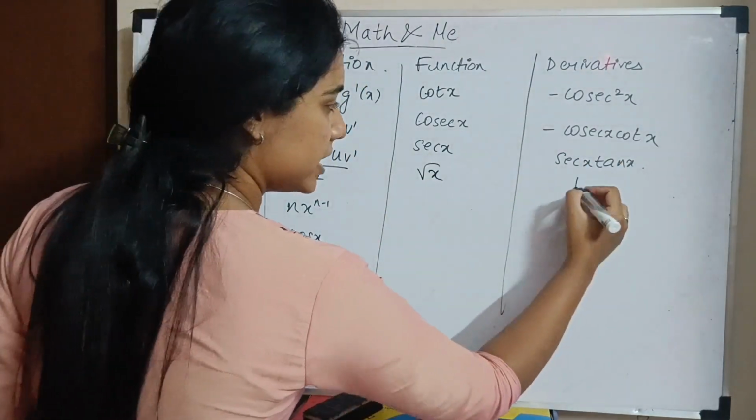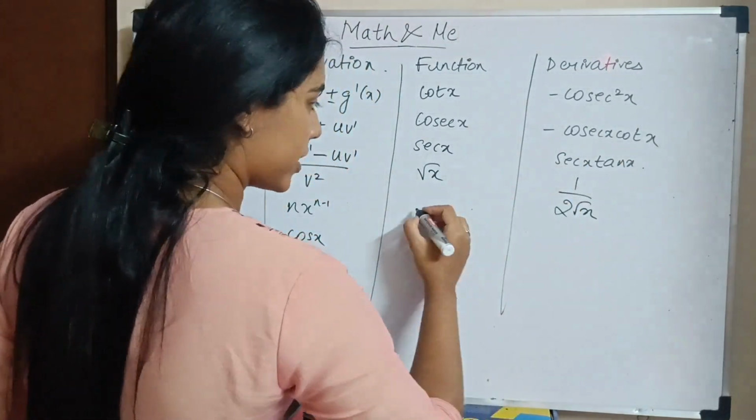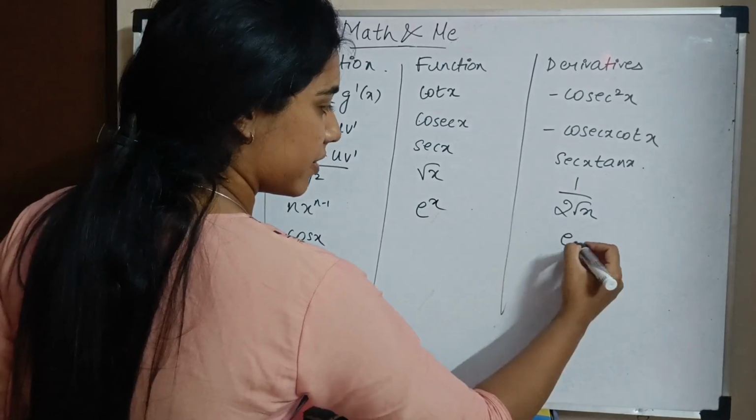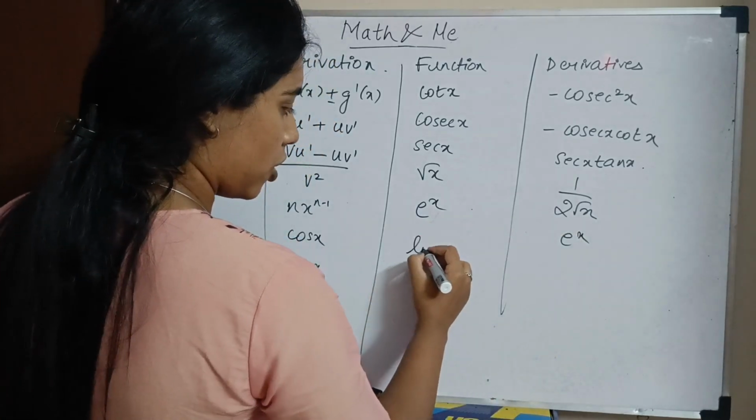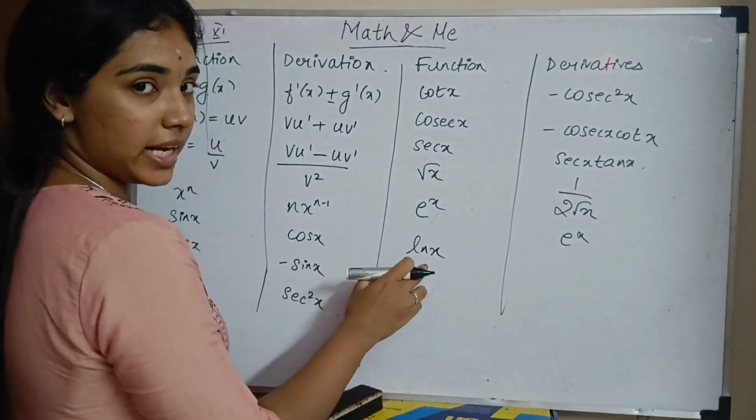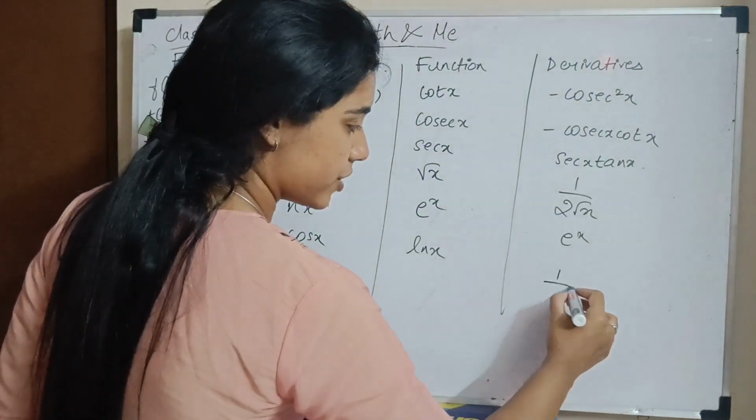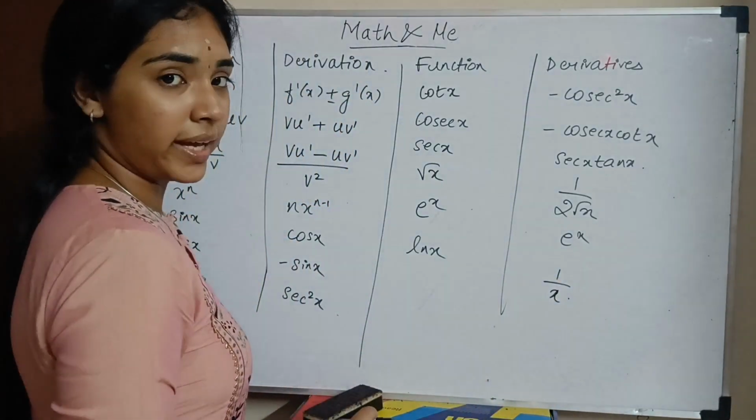Then root x; we won't focus on this much, but just know them. Okay, the derivative of e to the x is e to the x. The derivative of ln x, where ln x is nothing but the natural logarithm of x, is 1 by x. Okay.